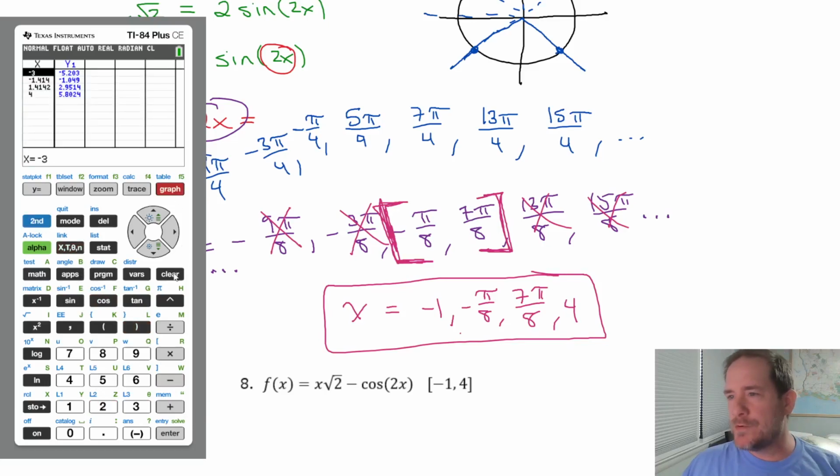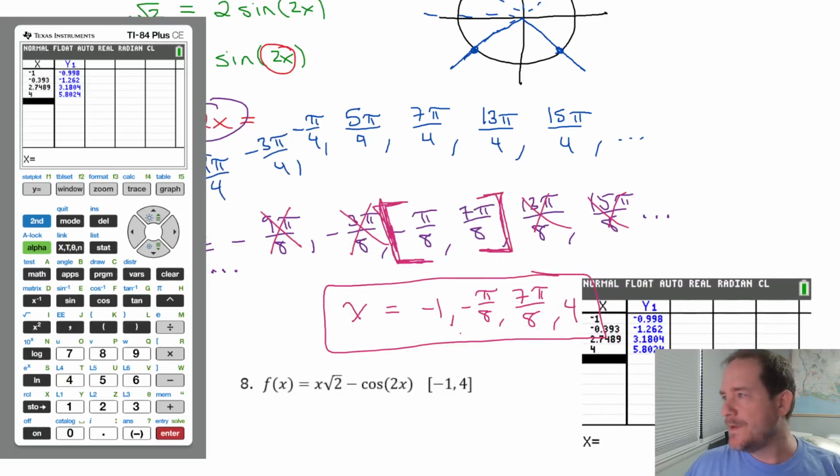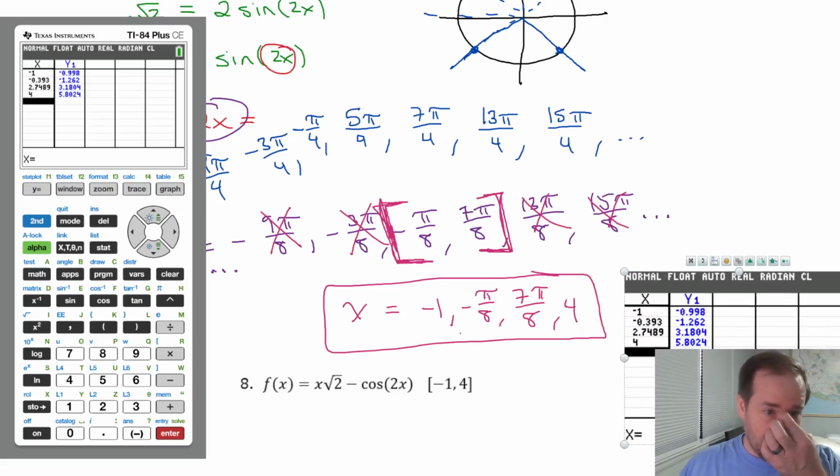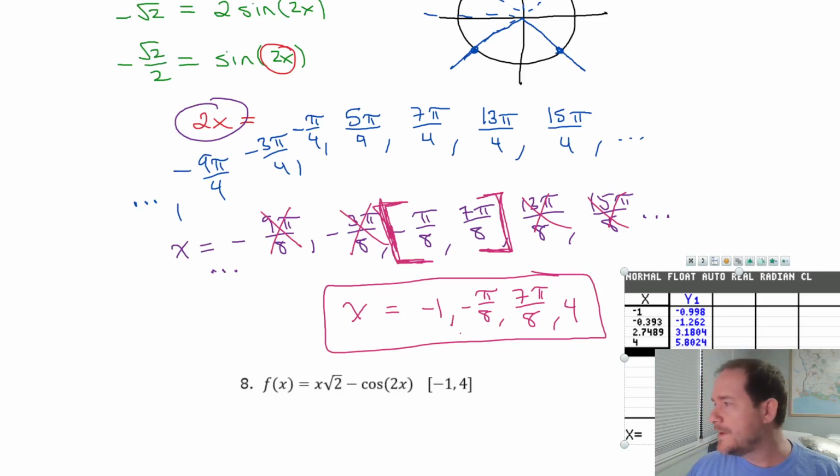Go back to our table, clear out the junk that's in there by hitting delete, not clear. Type in your -1, enter. Type in your negative pi over 8. Press enter. Type in your 7 pi over 8. And your 4. That's it. Those are my 4 outputs. So from those 4 outputs, I can decide who's the biggest, who's the smallest.